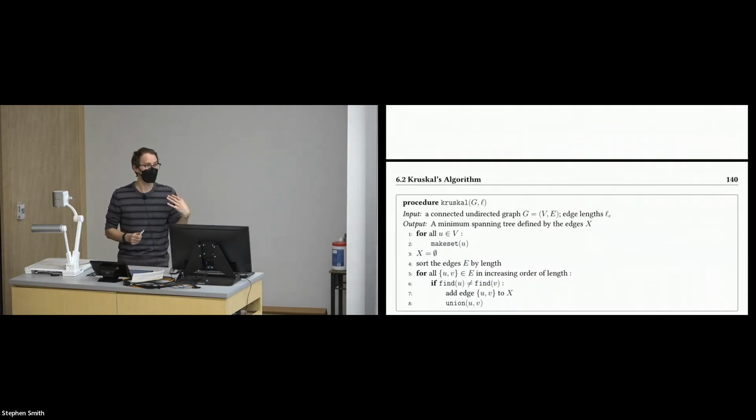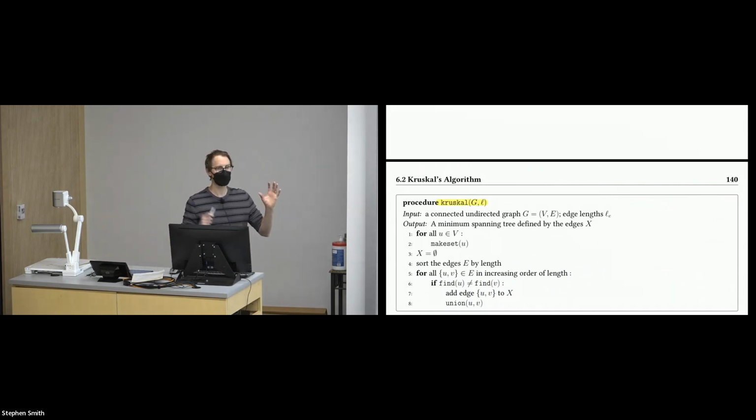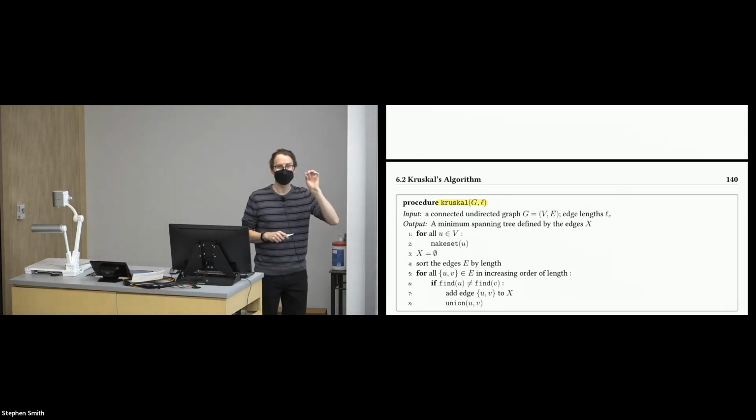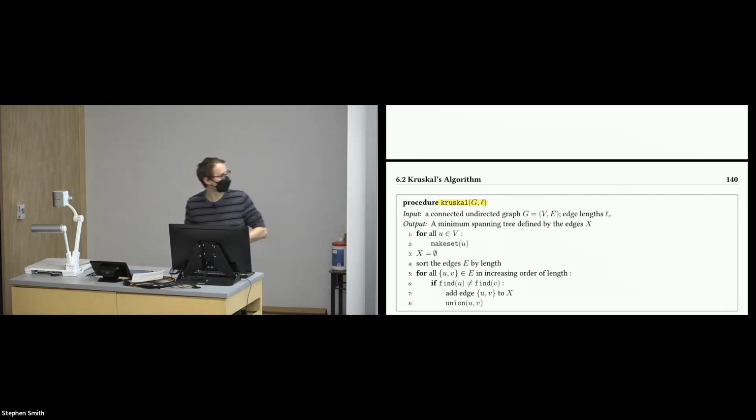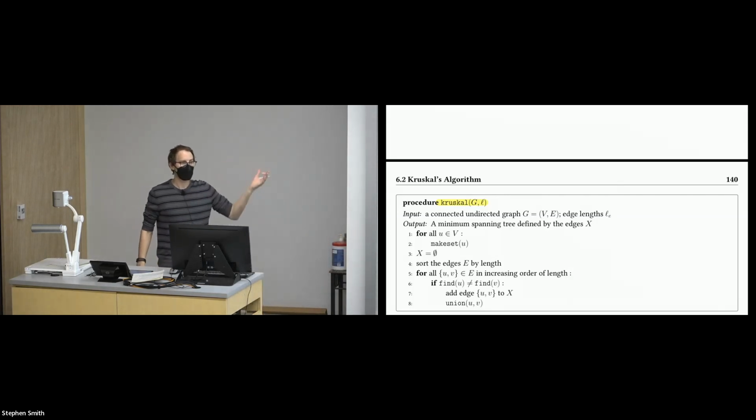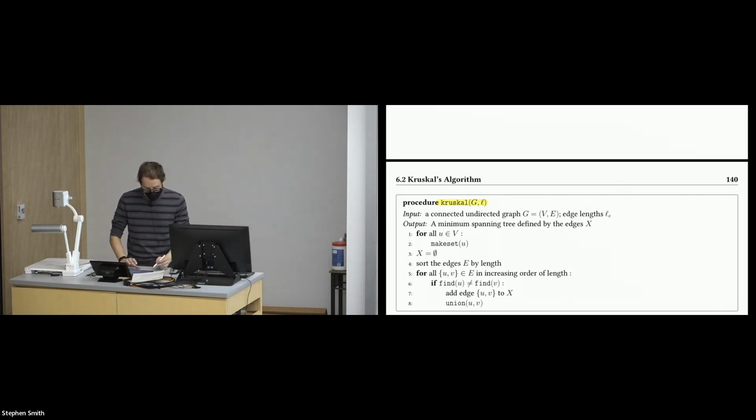So if we had these operations, then this is how we implement Kruskal's algorithm. It's pretty clean to write. We have no edges in our partial solution to begin, so we create a connected component for every vertex. That's what's done in line 2 with make set of U for all vertices. We then start off our partial solution with nothing in it, the empty set. We sort the edges in line 4 by length in increasing order so that we consider them from shortest to longest.